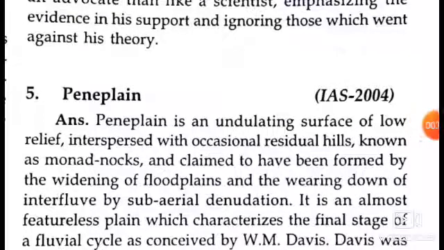Peneplain is an undulating surface of low relief interspersed with occasional residual hills known as monadnocks, and claimed to have been formed by the widening of flat plains and the wearing down of interslopes by subaerial denudation.